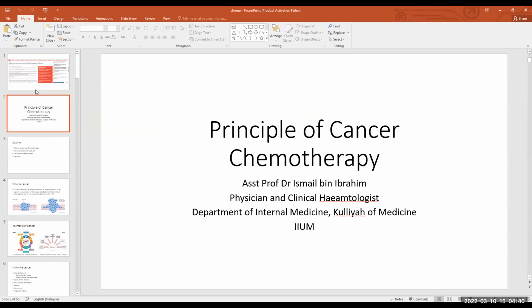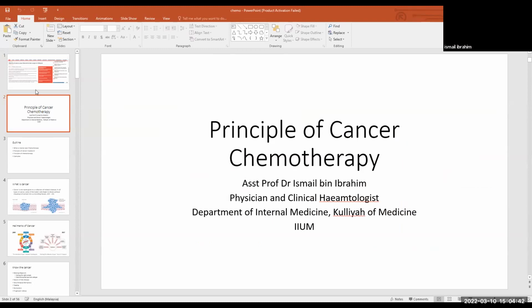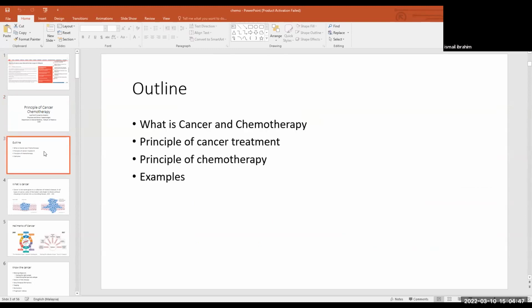In case you want to experience or see how we give chemotherapy, you can always come to our daycare. So, outline of this presentation: we want to touch a bit on what is cancer and chemotherapy, and we're going to cover principles of cancer treatment and principles of chemotherapy, and we're going to give you a few examples of chemotherapy.